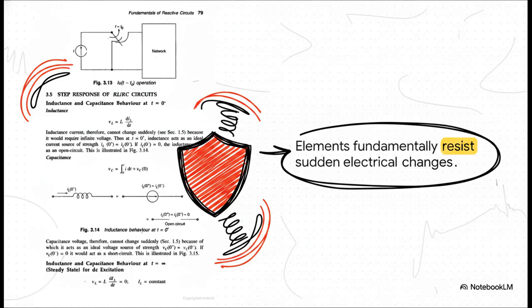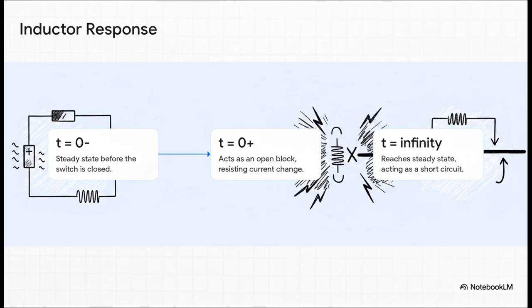The core concept is actually deeply intuitive. Inductors and capacitors are simply elements that fundamentally resist sudden, jarring changes. Think of them as nature's shock absorbers for electrical circuits. Let's watch how an inductor reacts.